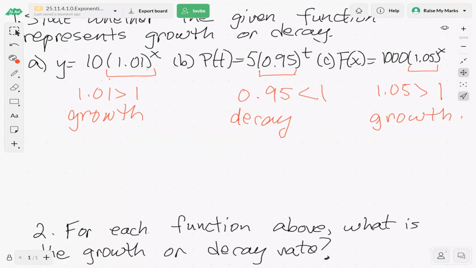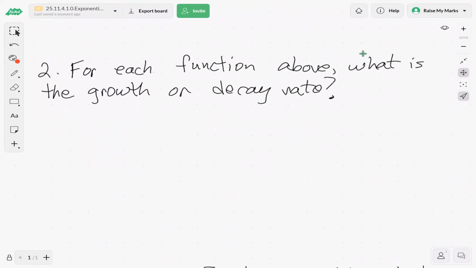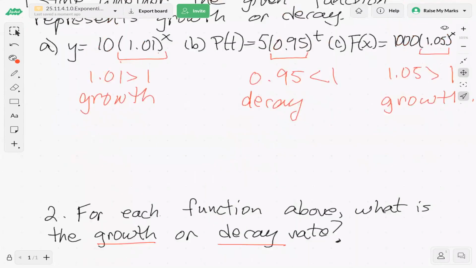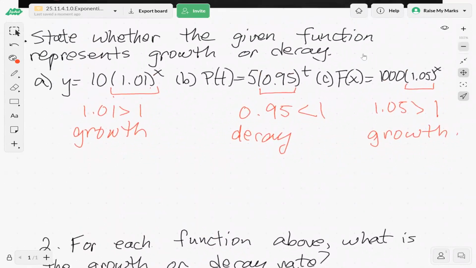Now let's look at the second question. For each function above, so question 1, what is the growth or decay rate? All right, so let's go back up to the first question. And in part A, we noticed that the value that was raised to the power x was 1.01. So this is the value that is our growth rate. So our growth rate, and it's a growth rate because it represents growth, equals 1.01.